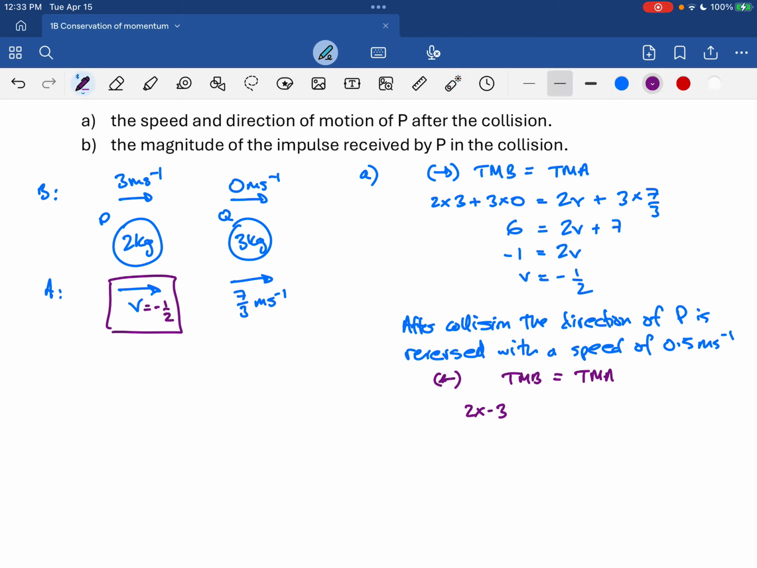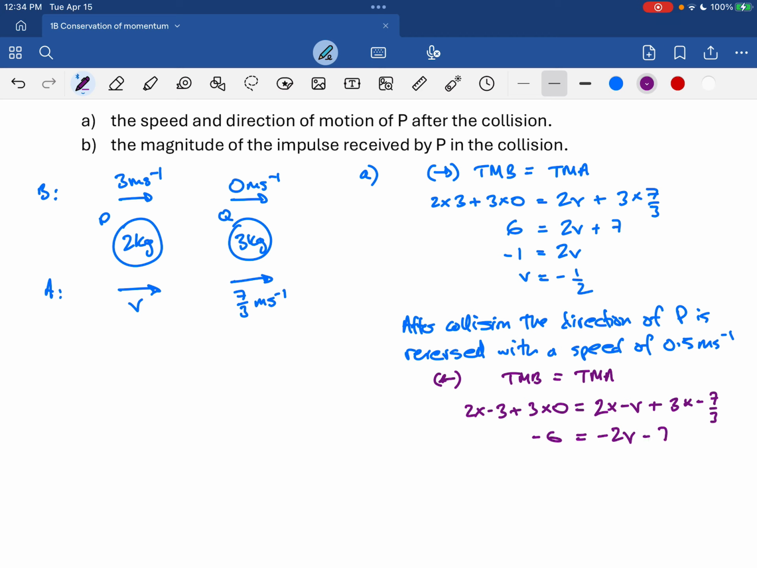Now if I continue working through like that through the rest of the calculation, let's pretend we don't know what V is. Here I've drawn V as moving right, so because I'm taking left as positive, that's going to be 2 times -V, and then adding 3 lots of -7/3. So you need to take great care with your signs. Working this out, we'd get a -6 here, -2V, take away 7, and then working through, we would still get that V is -1/2, which makes sense.